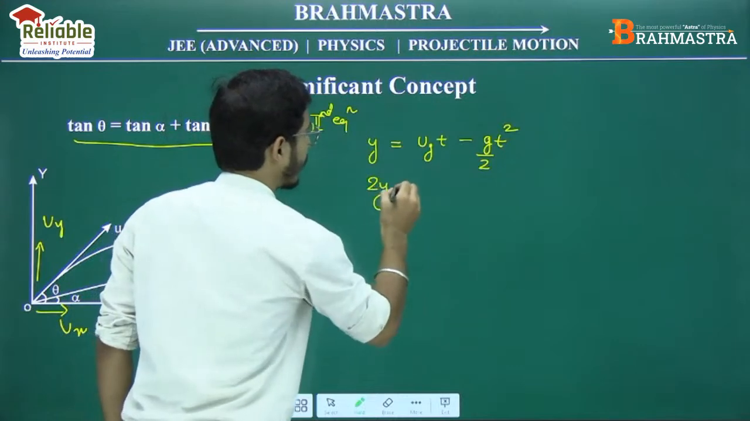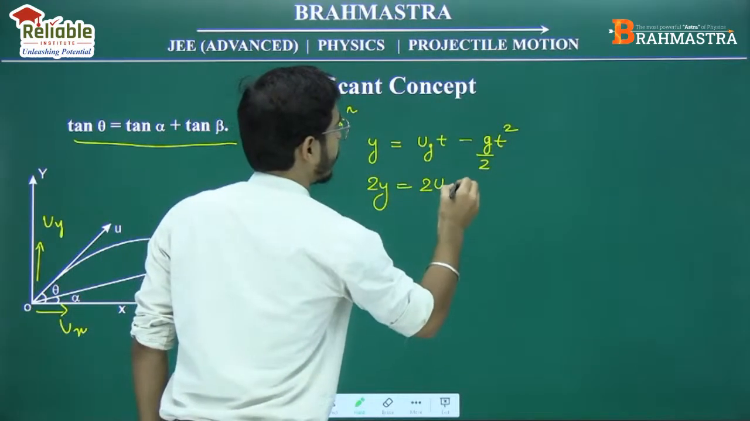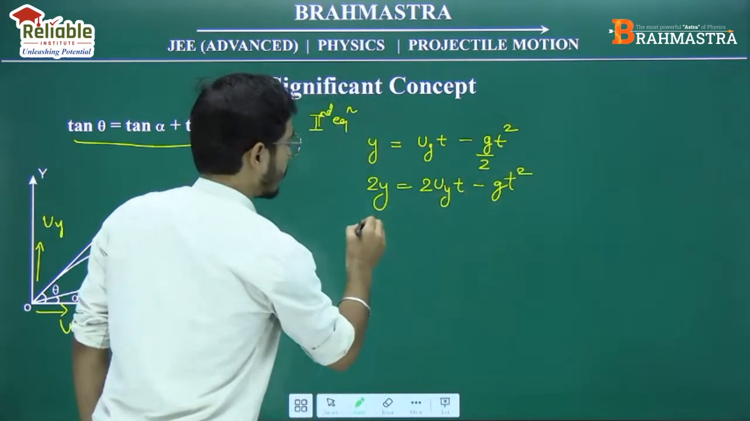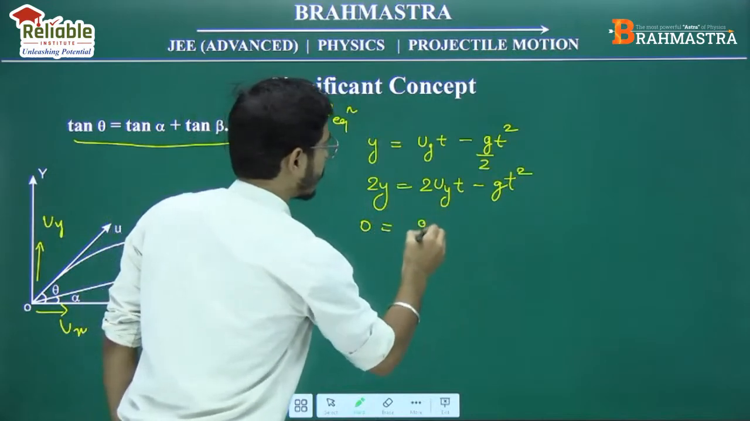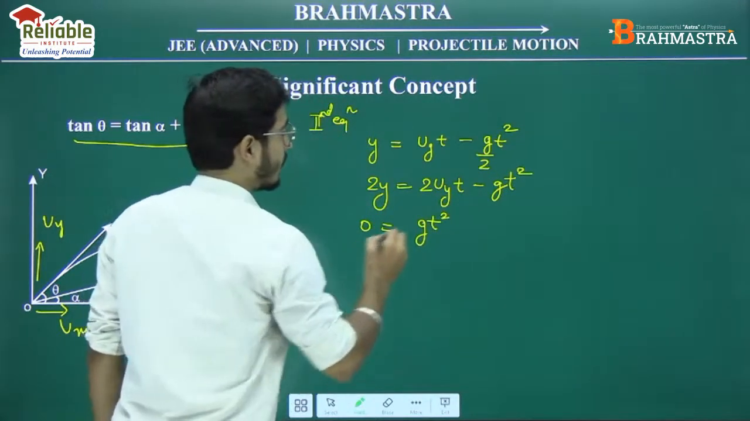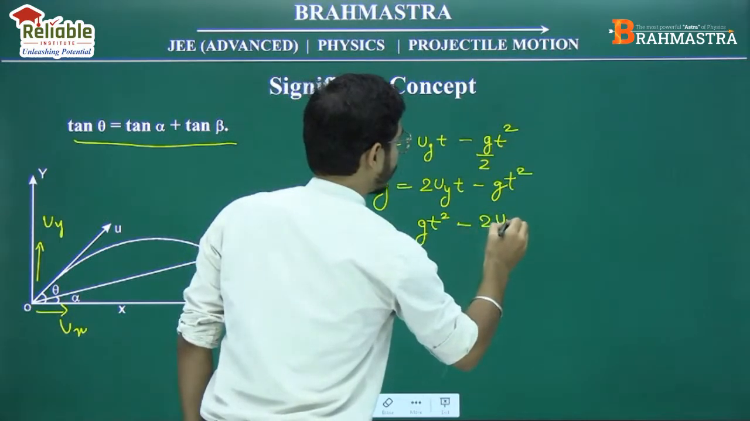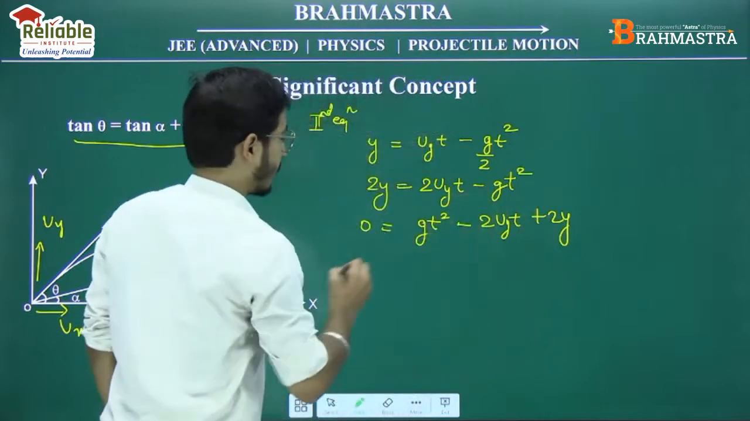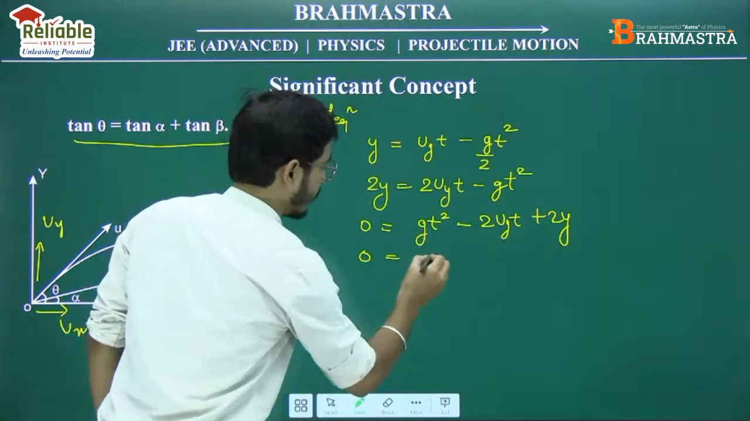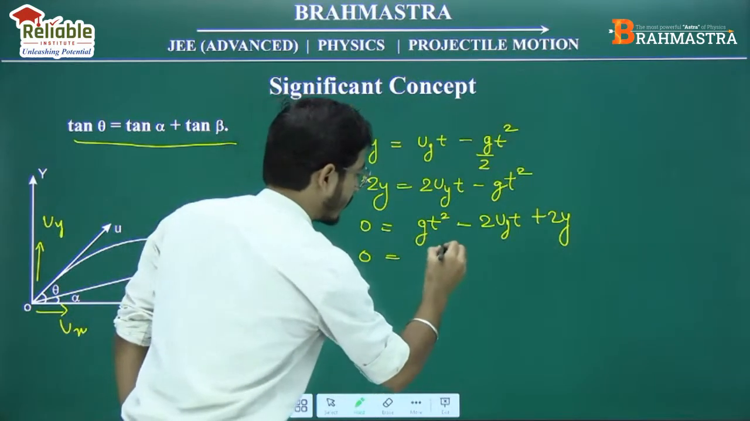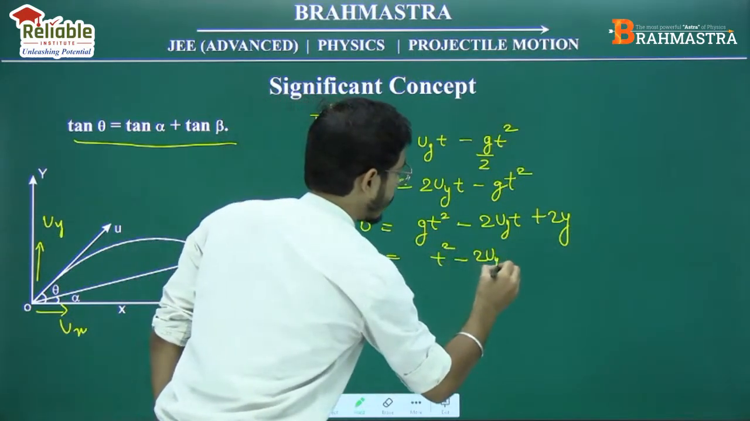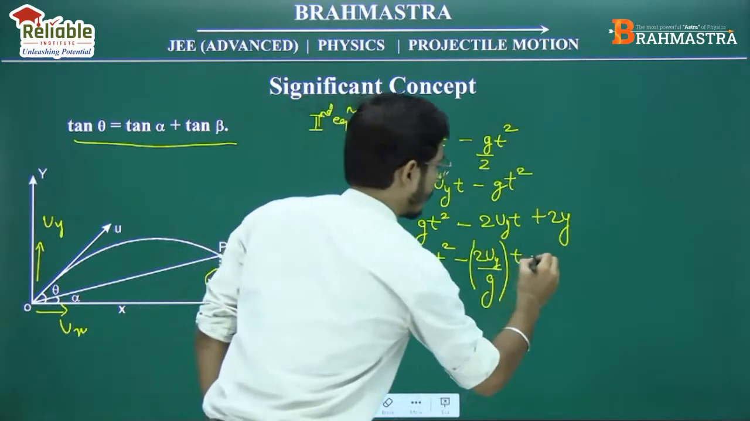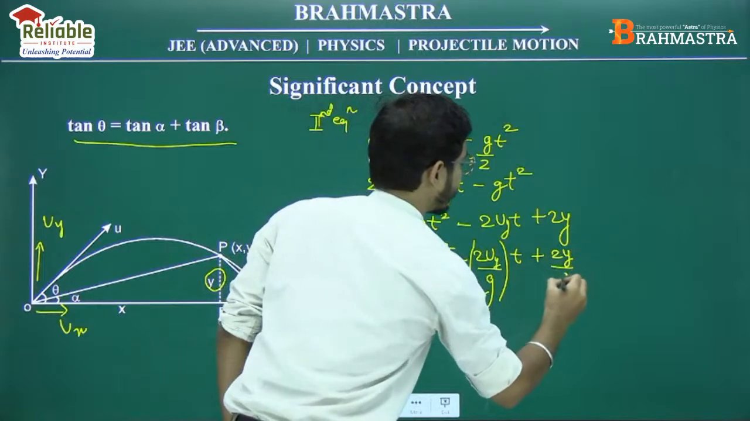Let us just rearrange this equation and find out what will happen. So I'm taking 2y on this side. This is 2uy t minus gt square. Okay guys, let me take the complete quadratic equation on one side. This is going to be gt square minus 2uy t plus 2y. If I take this g in the denominator, this is t square minus 2uy over g into time, plus 2y over g.